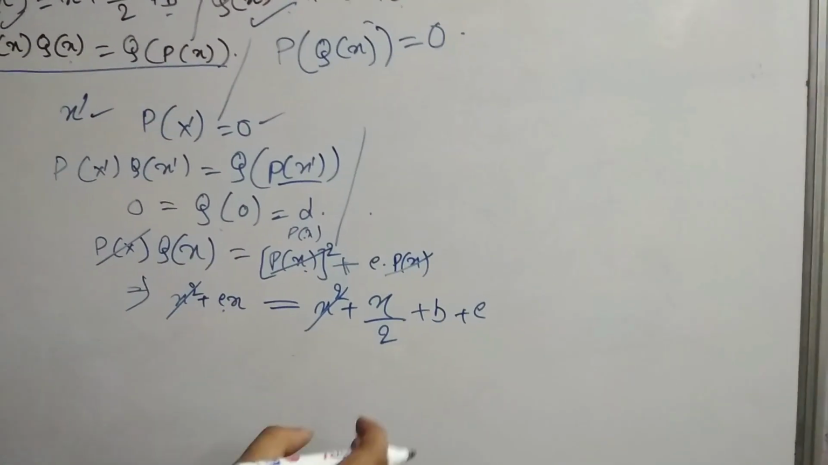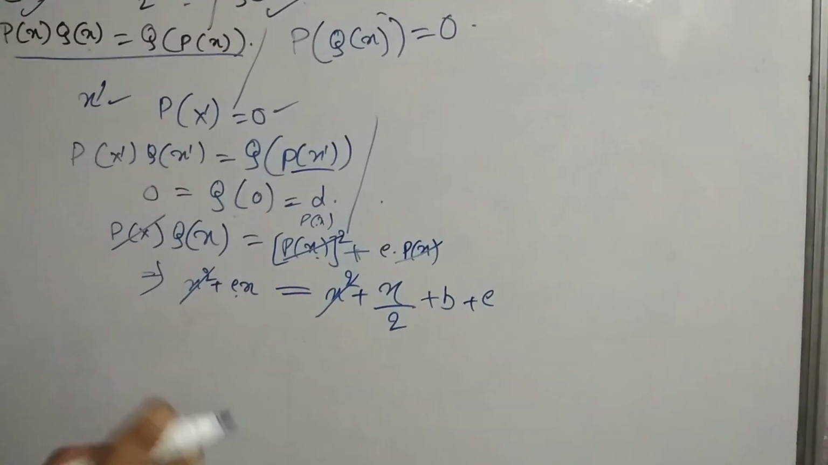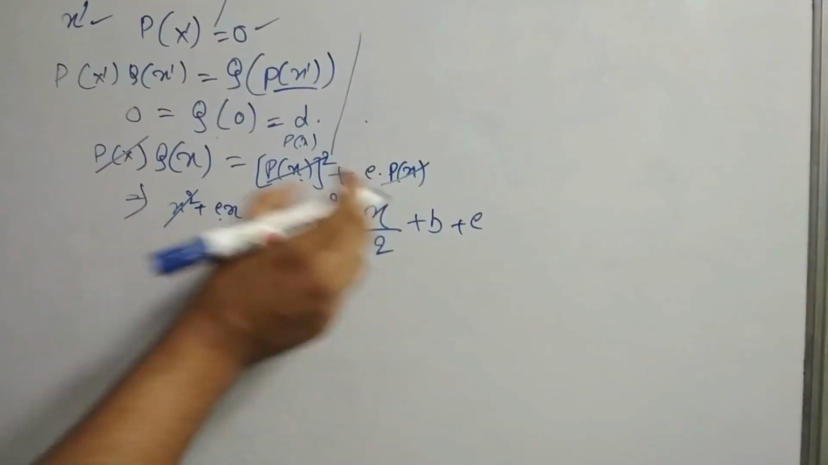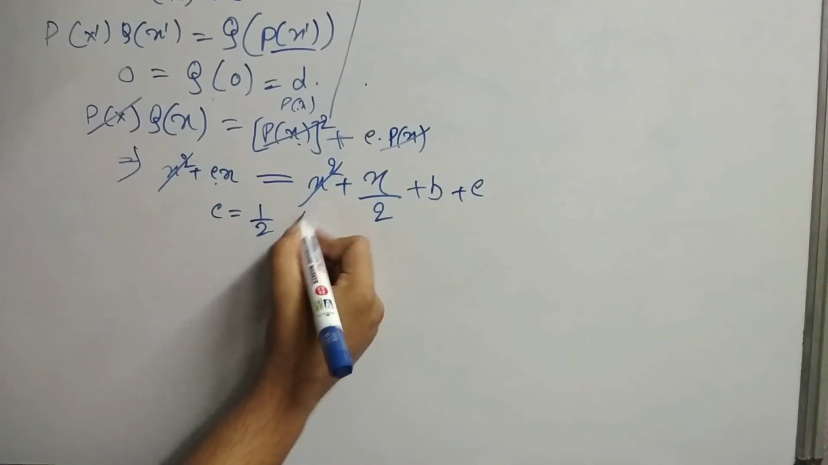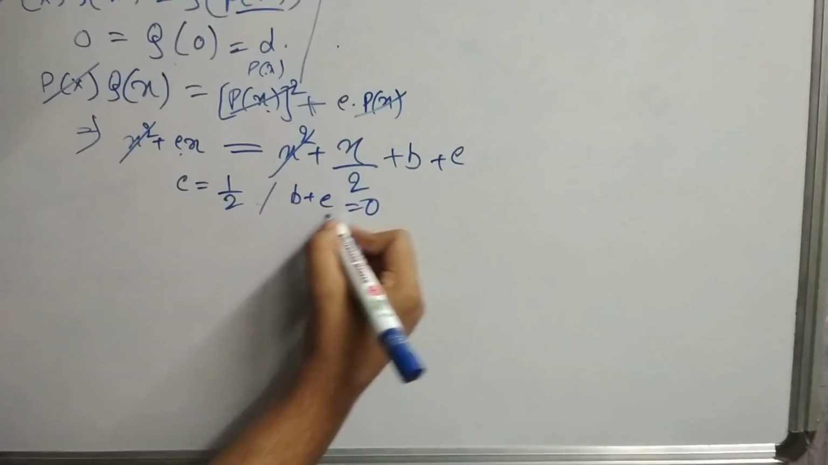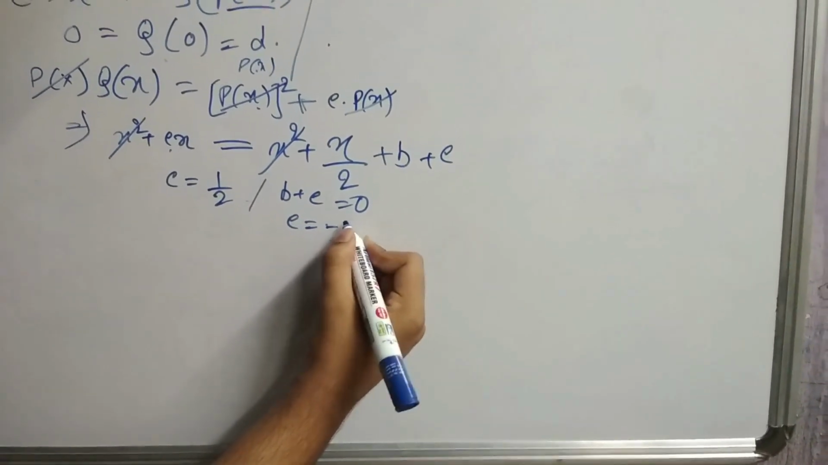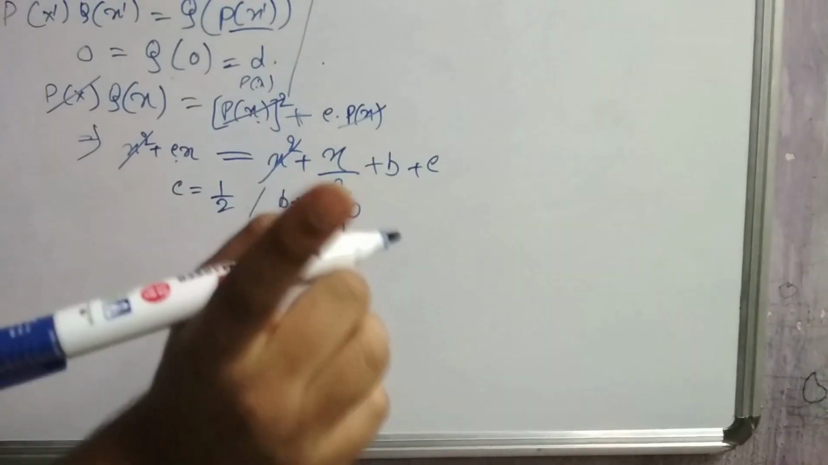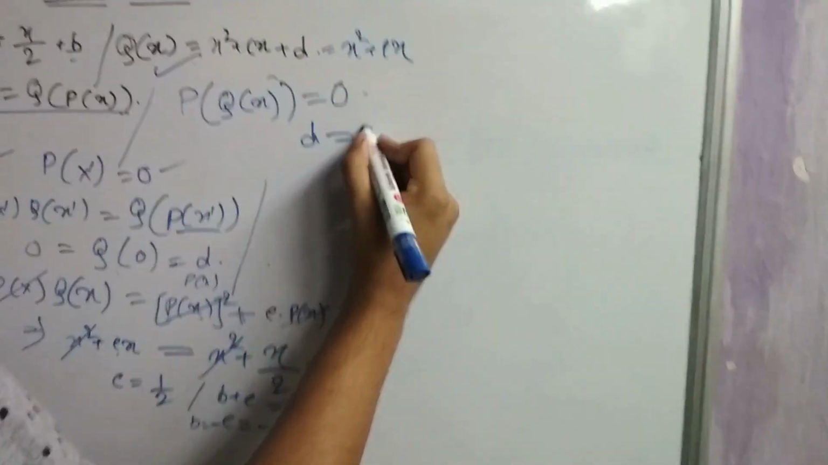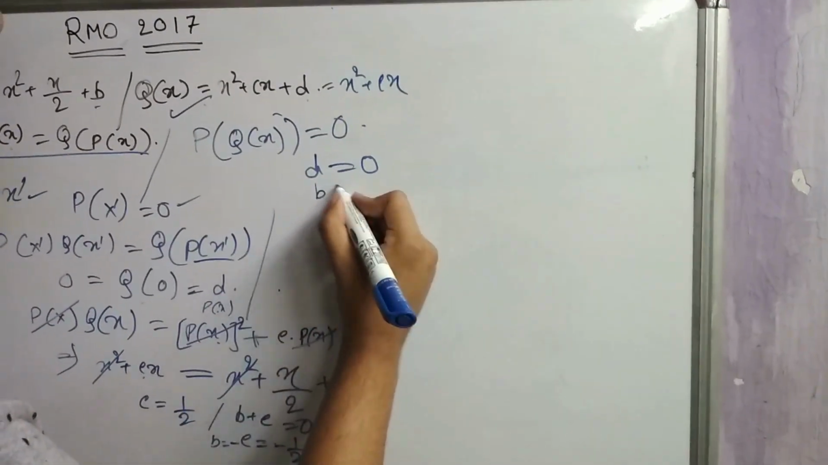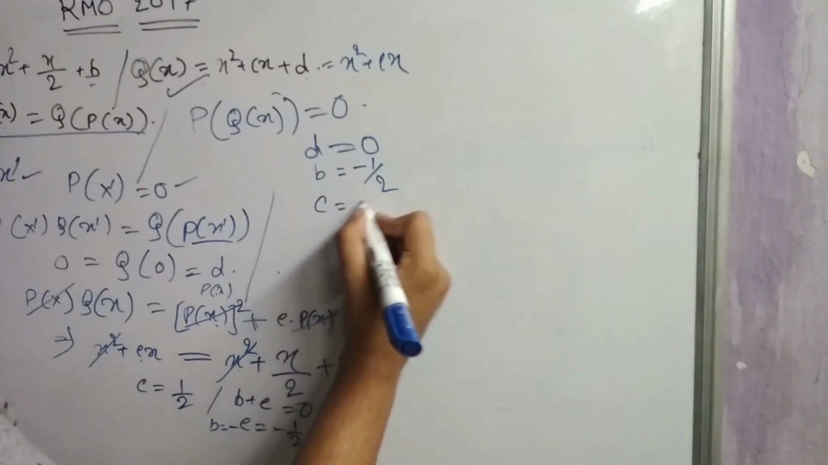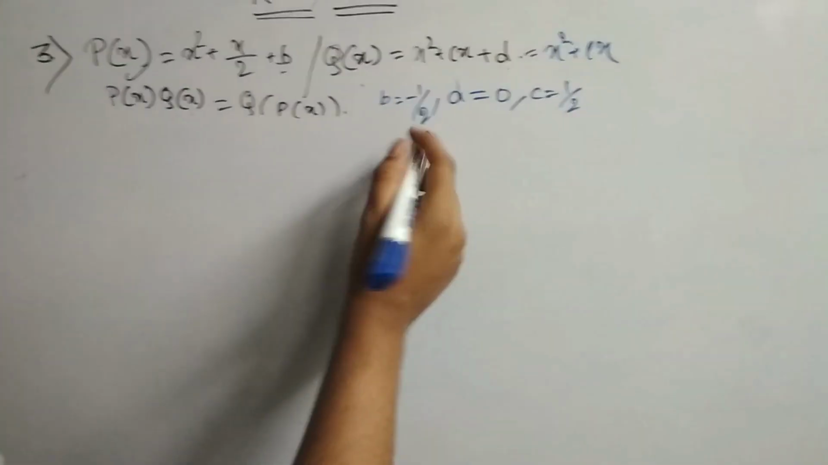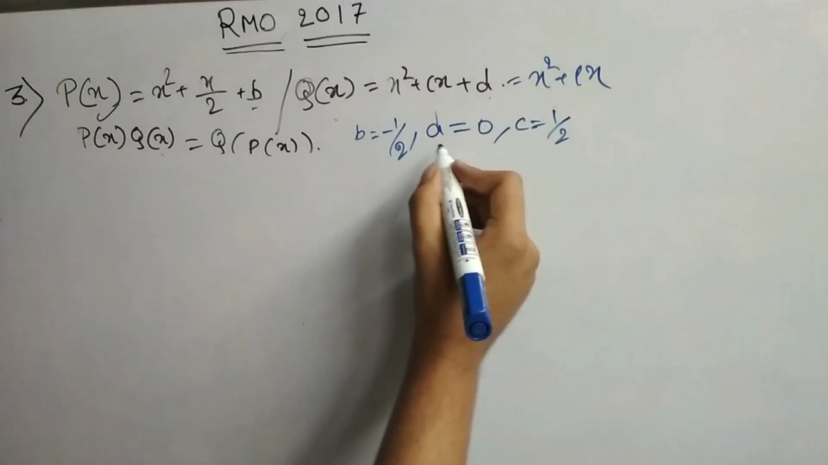This can be treated as a vector in a three-dimensional space, so we won't be talking about that. In this way we can say c will be half, because the coefficients of x must be matching, and the constant terms must be equal, that is b plus c must be 0, so b will be minus c, that is minus half. So we have the three coefficients. Let's just write here, d is 0, b is minus half, and c is half. So this is the half of the problem. We have found the coefficients successfully.